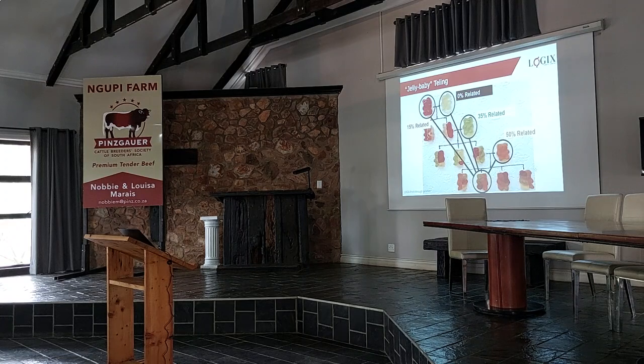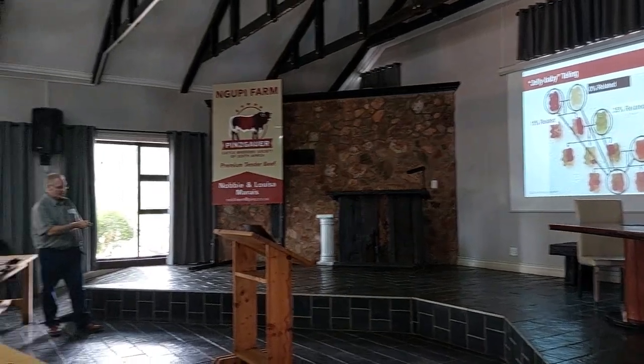When we look at that baby's brother or sister, on this side. I don't know, we didn't determine the sex as yet, but if you look at this one, it's also 50% orange, but this one is 35% green, 15% red, and 0% related to the white one. That means that this one is unrelated to that animal.